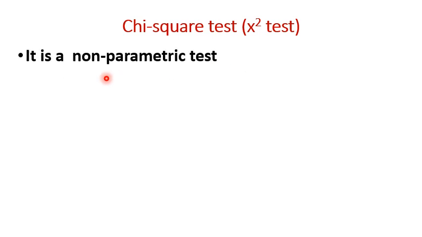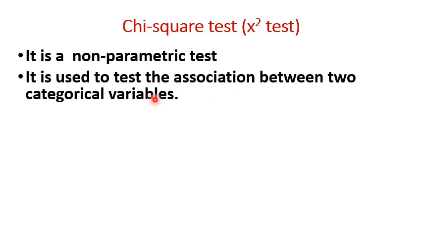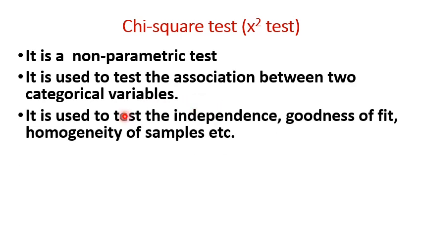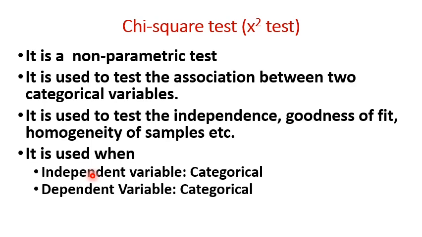Let me come to non-parametric tests. First one, chi-square test. It is a non-parametric test. It is used to test the association between two categorical variables. It is used to test independence, goodness of fit, homogeneity of samples, etc. It is used when there are two variables. The independent variable is categorical and the dependent variable is also categorical.